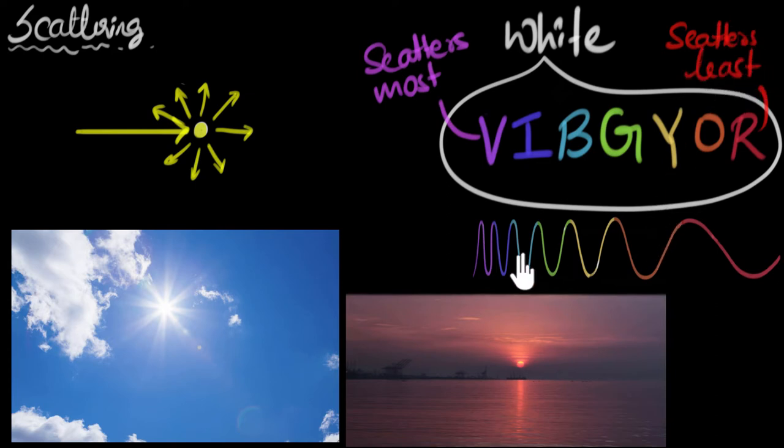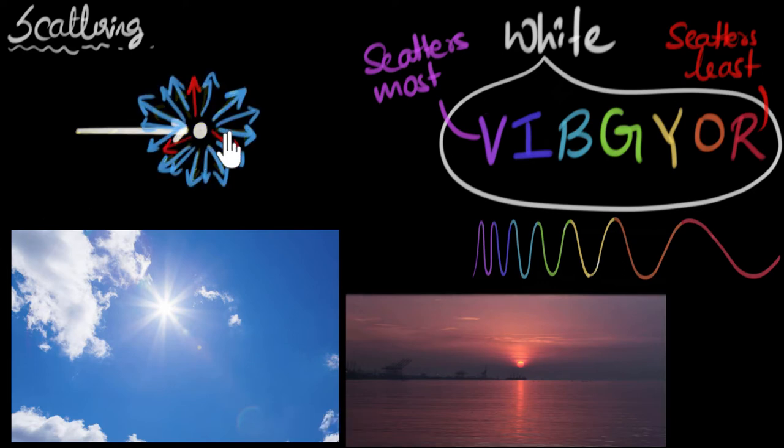And therefore, if white light were to come and hit one of these atmospheric molecules, they would tend to scatter blue light much more than the red light, because blue has a shorter wavelength compared to the red. Now, I'm pretty sure we might be wondering, why blue? Why not the violet itself? Because that has an even shorter wavelength, isn't it?